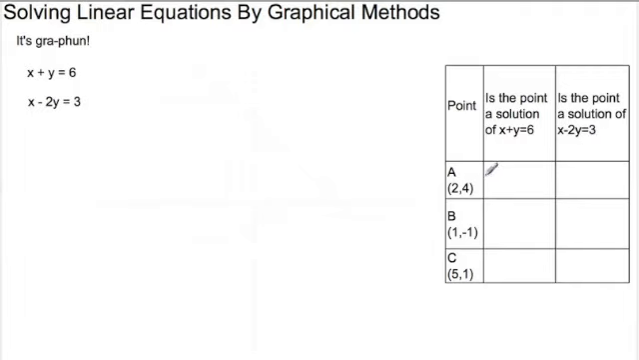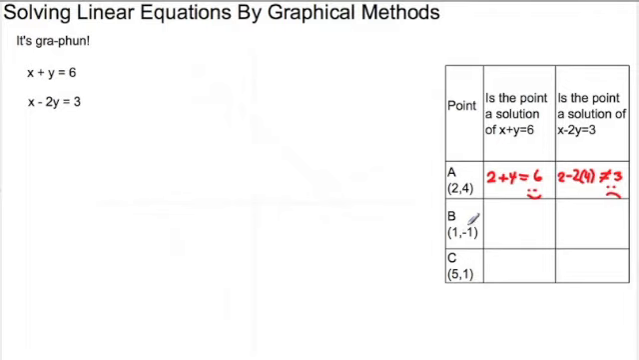So first with point A, if x equals 2 and y equals 4, I'm going to check 2 plus 4 equals 6. That is true. Now let me try that point over here. 2 minus 2 times 4. Does that equal 3? That does not. So point A is a solution of the first equation, but not the second.